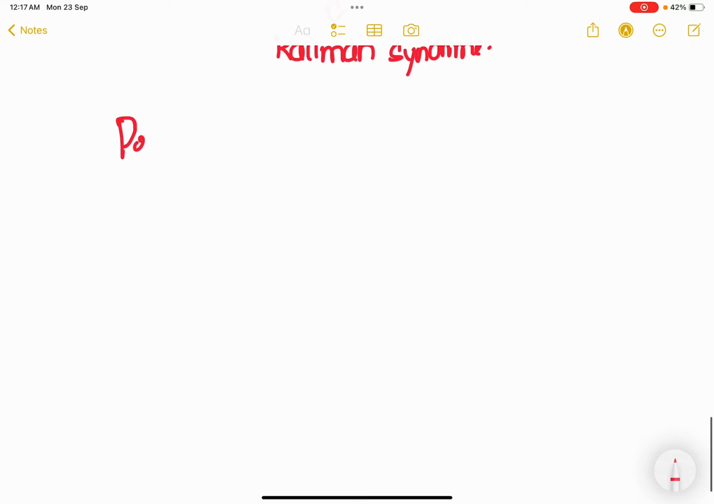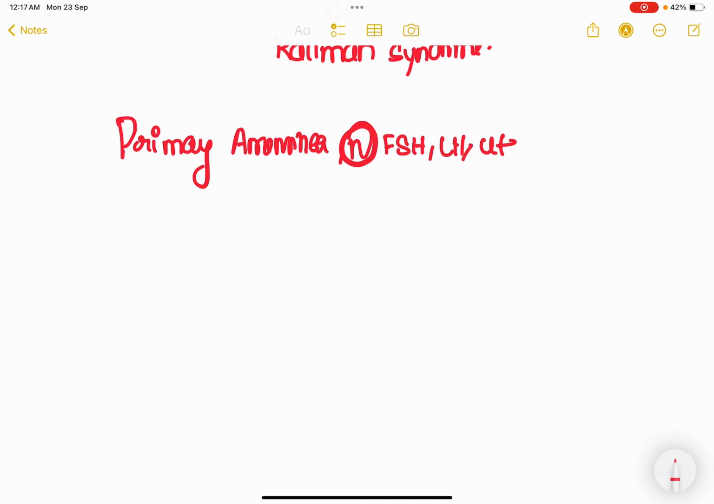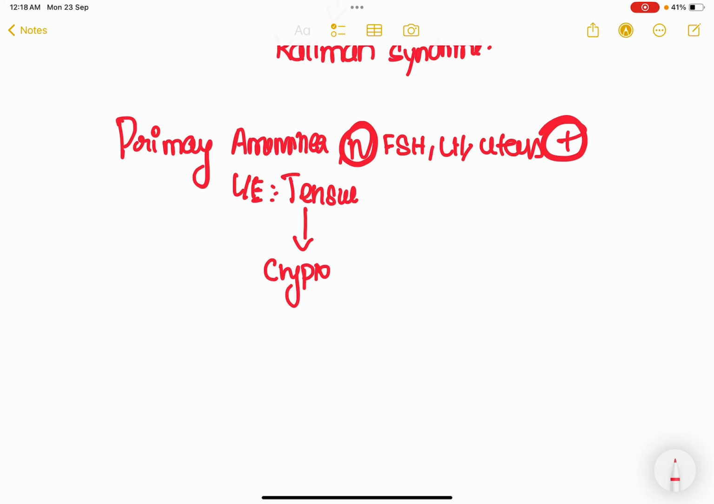Okay, and then any patient with primary amenorrhea, normal FSH and LH, uterus is going to be present. Right, uterus is going to be present, but only when you do a local examination you can see a tensed, bulging, bluish hymen. That is a case of cryptomenorrhea. So everything is normal, but on local examination you can see a blue, tensed, bulging hymen. Then it is a case of cryptomenorrhea.